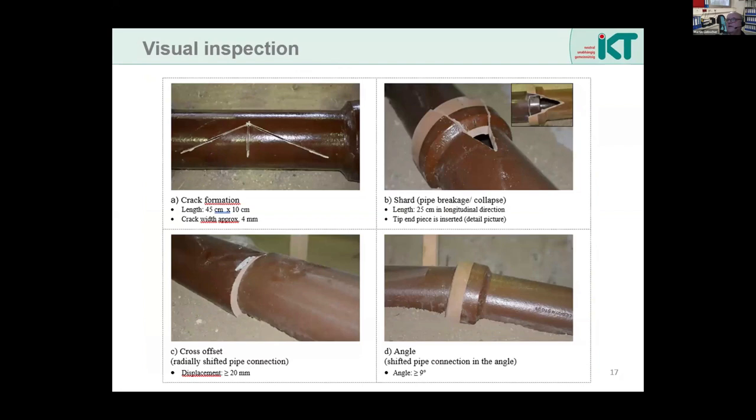Here you can see some damages which we have applied on the pipe. We have some cracks, shards, vertical and horizontal drops in the pipe, and then also on deflection and angle deflection in the pipe connection, which they have to detect visually.